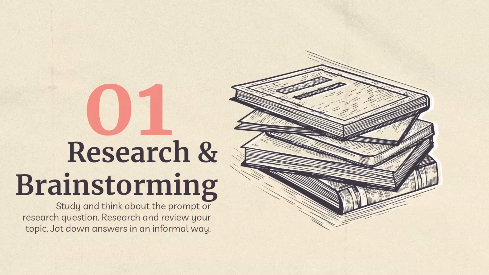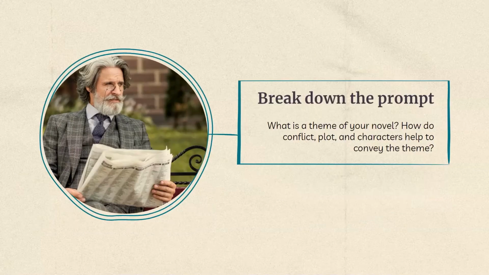First, research and brainstorming. You're going to study and think about the prompt or research question before you start writing or outlining the essay. You want to research and review your topic and jot down answers in an informal way. Sometimes writing things down informally is a good way to start thinking about it without worrying about all of the formatting stuff from the very beginning.